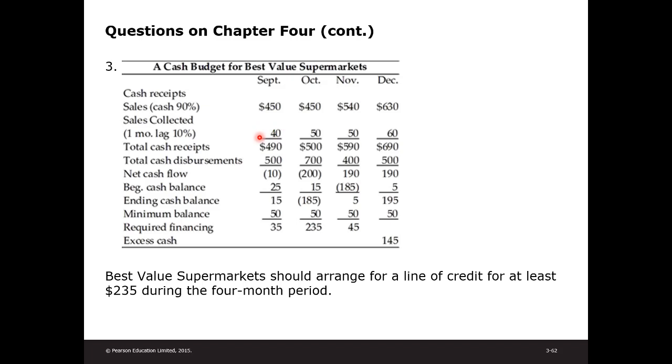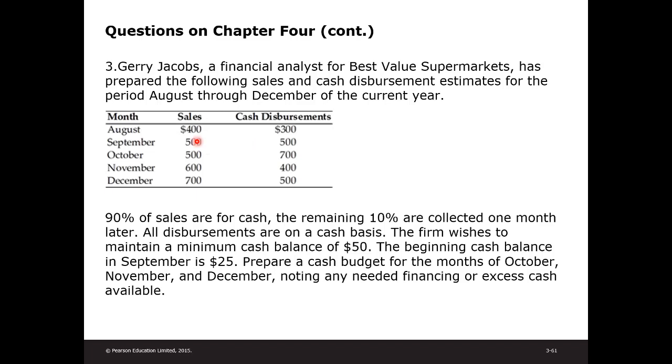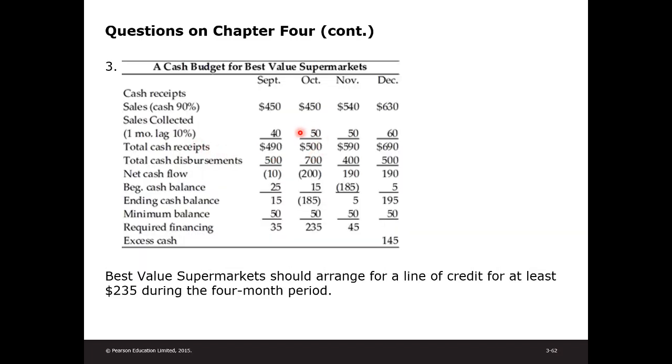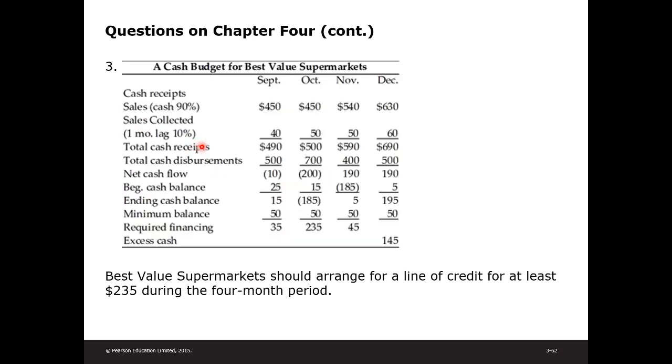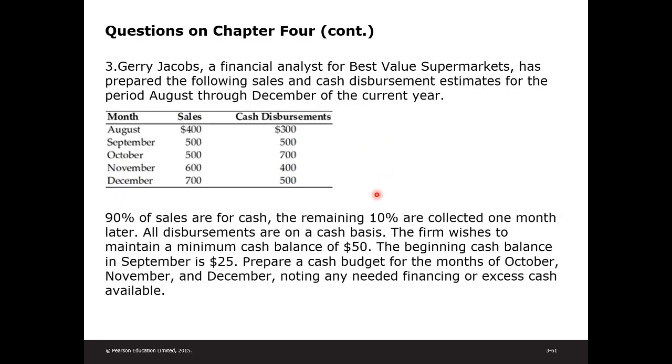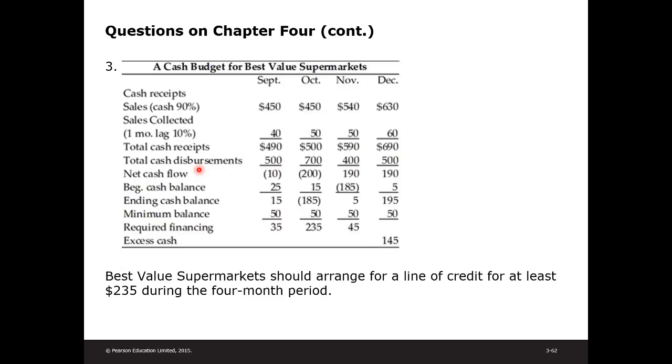Then we will calculate 10% from the 500 of sales in September that will be due on, or that we will receive, in October, and so on. This 50 is the 10% of the September sales, and this 50 will be 10% of the October sales. And this $60 will be the 10% of November sales.